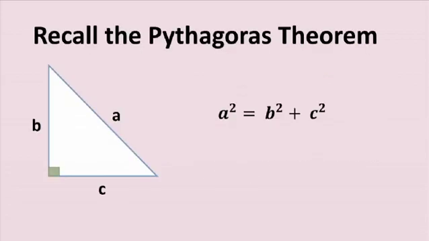Now, you will recall that you had learned previously the Pythagoras theorem. The longest side to the square is equal to the sum of the square of the two shorter sides. Now, what is the longest side? The longest side is always opposite the right angle. So here the longest side is A. I will have A square equal to B square plus C square.